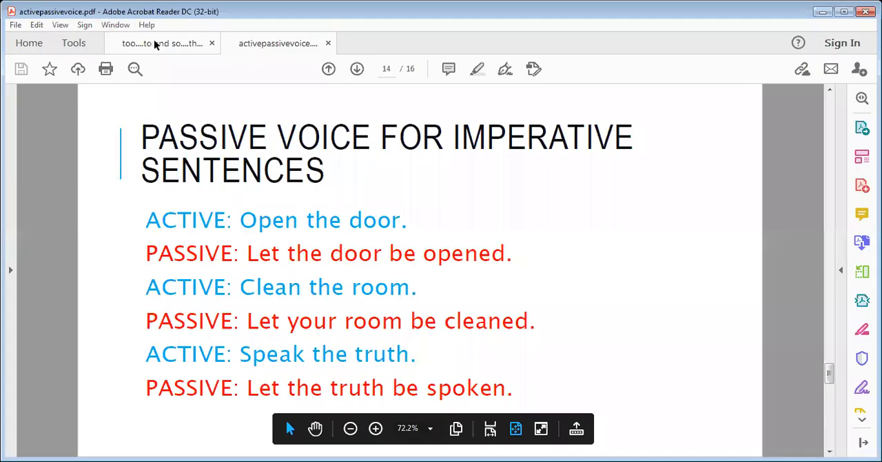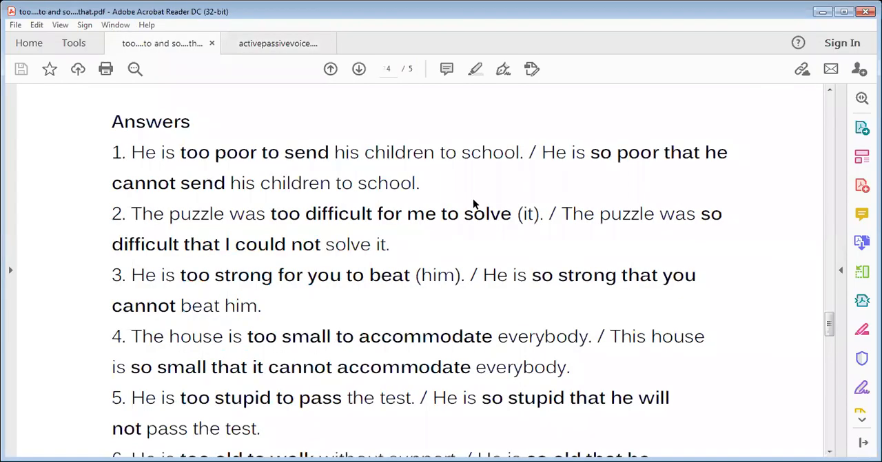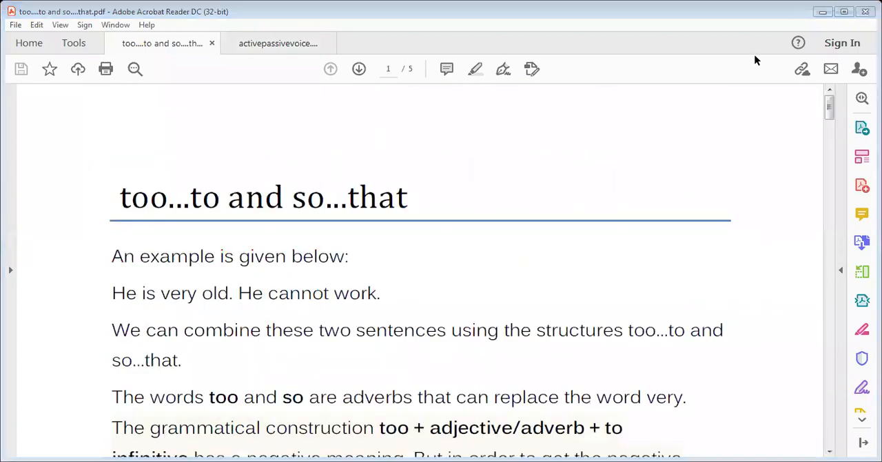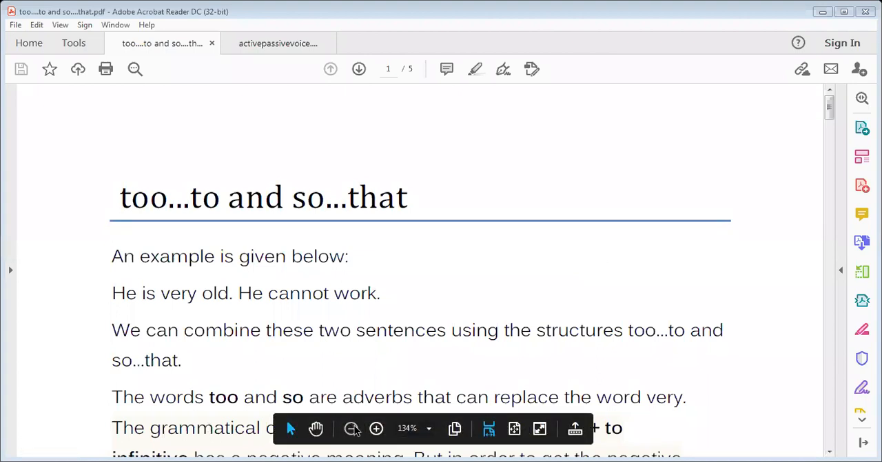What is it? To add so that. Yes, you will get 50 MCQs, correct. Yes, you have subject verb agreement in your syllabus. 50 MCQs, you have to choose the correct option. Yes, okay. Let's see this topic, a very simple topic.